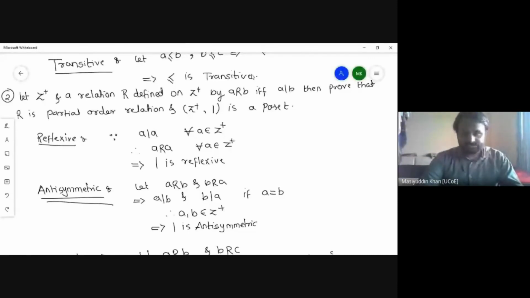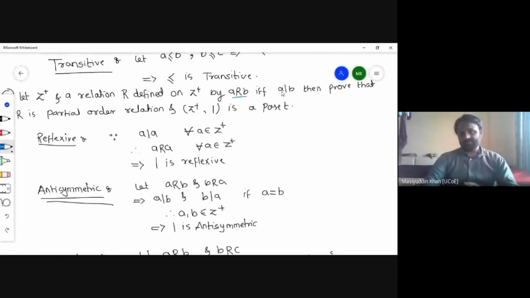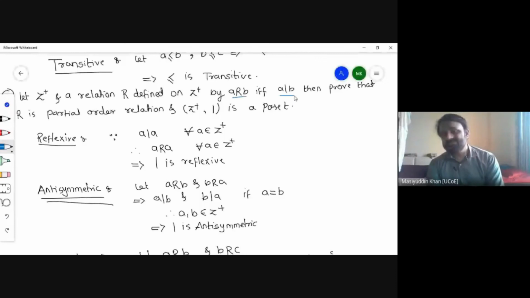It is a positive integer set. A related to b is given clearly; this means a is related to b. These things are possible if this condition holds: if and only if a is divisible by b. Then prove that R is a partial ordered relation, that Z plus with divisibility is a poset.